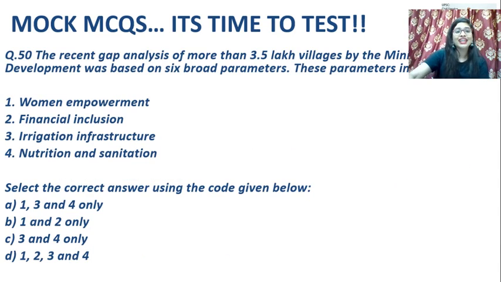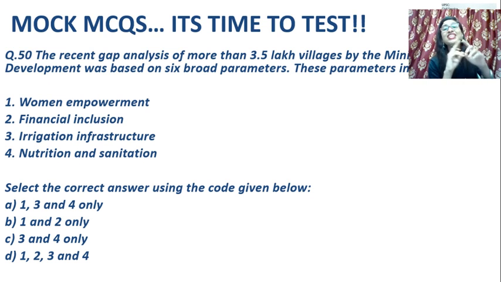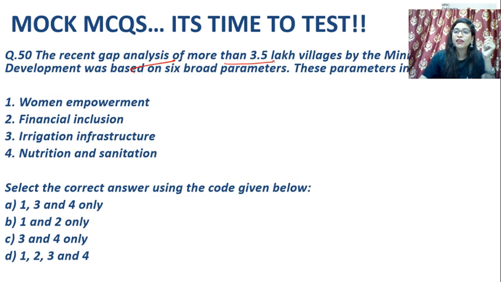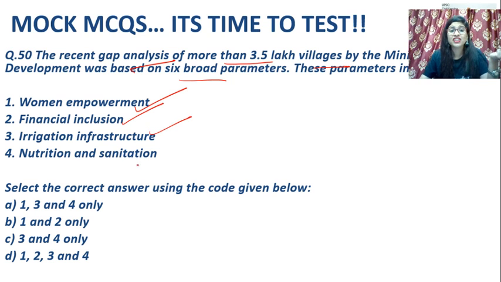Now, the next and the 50th question, the last question of today's session and also the last question of this particular series of current affairs related economy questions, is the recent gap analysis. The question is: gap analysis of more than 3.5 lakh villages by the Ministry of Rural Development was based on 6 broad parameters. Now, which are these parameters? Option 1 is women empowerment, 2 financial inclusion, 3 irrigation infrastructure, and 4 nutrition and sanitation.